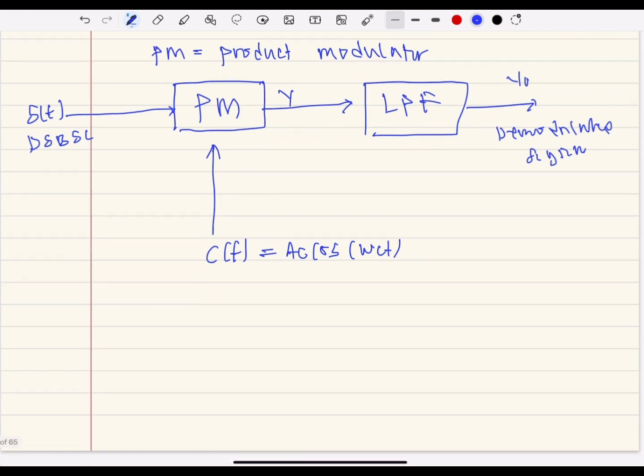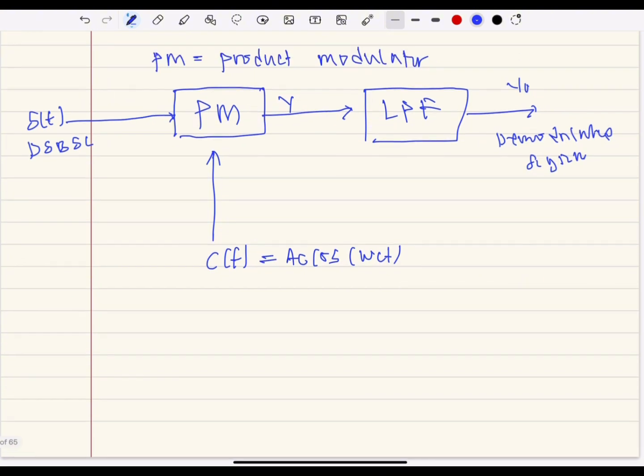So, not to waste much time, let's do a bit of mathematical analysis for it. From our previous mathematical analysis, we know that our x of t is equal to A cos 2 pi fc t multiplied by m of t.